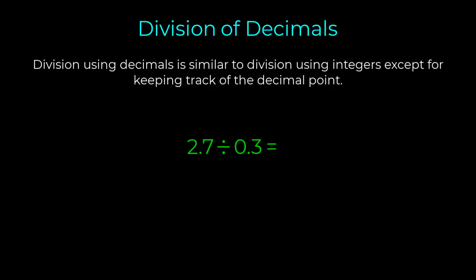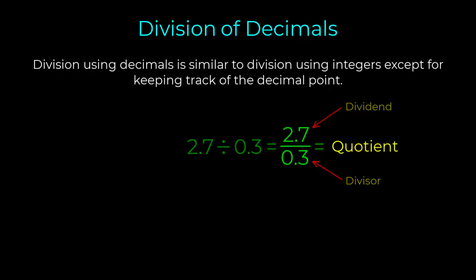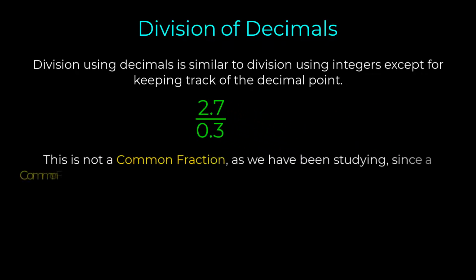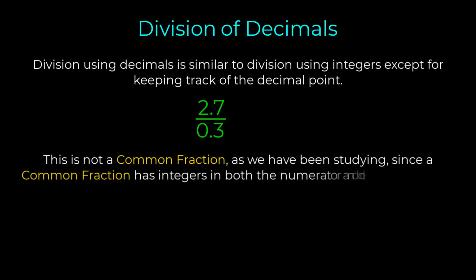It is what we learned when we started arithmetic, but now I'm going to start representing the division problems in a fractional form. That is, I'm going to put the number we are dividing, remember that it is called a dividend, in the numerator, and I'm going to put the number we are dividing by, the divisor, in the denominator. Recall that the result of the division problem is called the quotient. This is not a common fraction, as we have been studying, since a common fraction has integers in both the numerator and denominator. But it is perfectly acceptable to express a division problem in this manner.